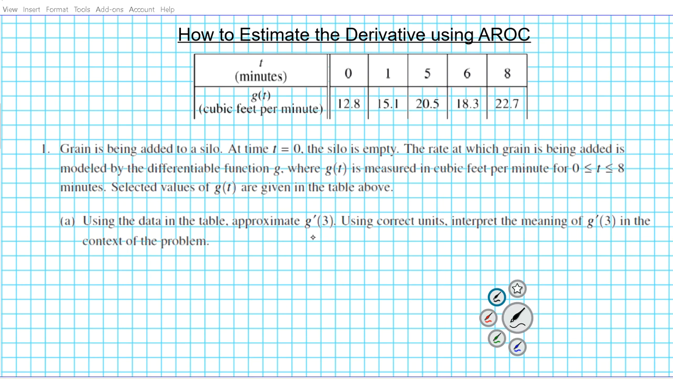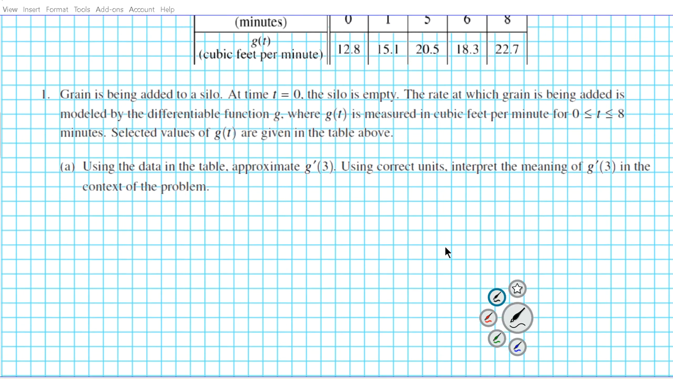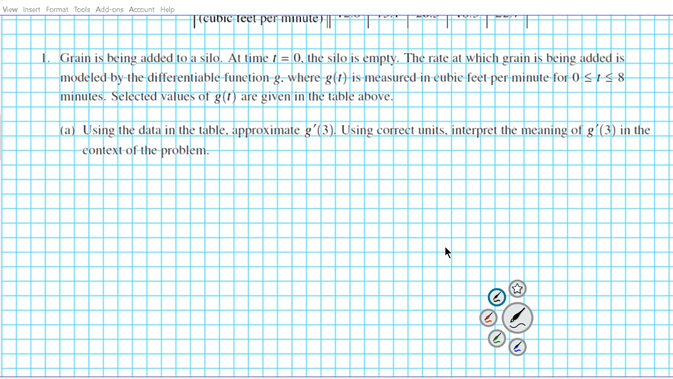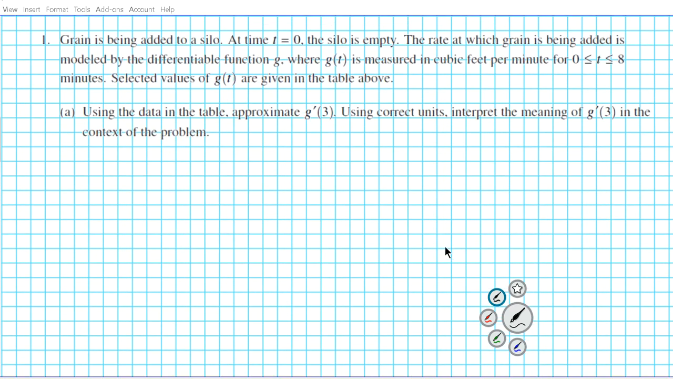Question 1A. Using the data in the table, approximate g prime of 3. Using correct units, interpret the meaning of g prime of 3 in the context of the problem. All right, to get started, let's go ahead and write down the formula that's going to guide our problem solving process.